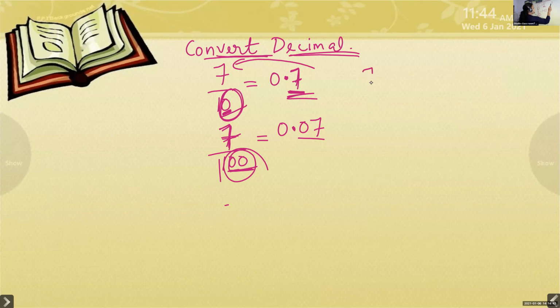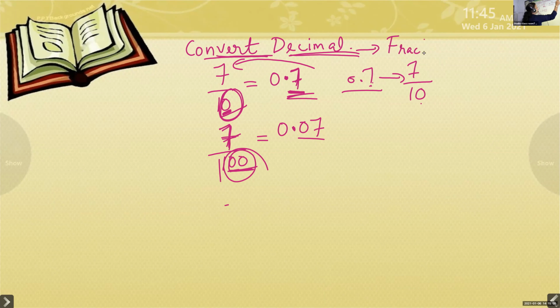Now we have to go back. If 0.7 is given, how can you convert it into a fraction? You will write the number 7. Check how many places here. Only 1 place. That means we have only 1 zero in the denominator. That is the opposite: convert a fraction into a decimal, and from here decimal to fraction. Okay, this you have learned in class 4. We are just revising. And here it is 0.07.